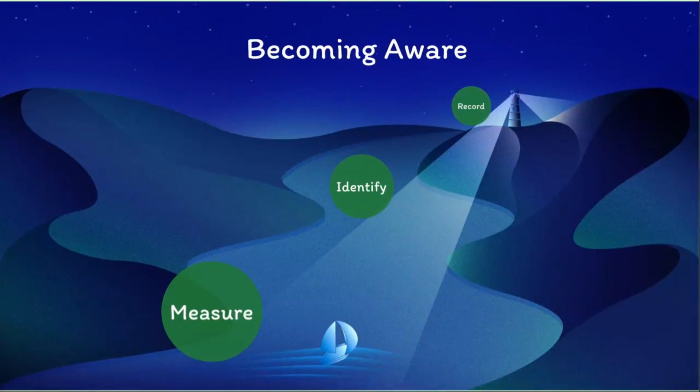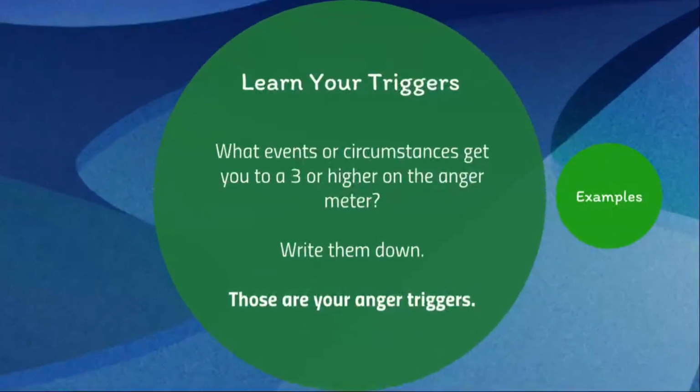So let's talk a little bit more about triggers that are specific to you. In order to break the anger habit, you need to develop awareness of events, circumstances, and behaviors that trigger your anger. The only way to use these strategies to control your anger is to know what really triggers your anger. This is going to be different for everyone and completely unique to your circumstances or situation. So take a moment to pause this video and consider the events or circumstances which get you to a 3 or higher on the anger meter.